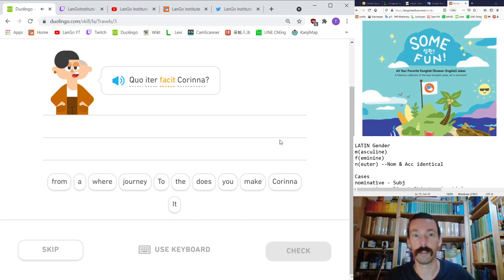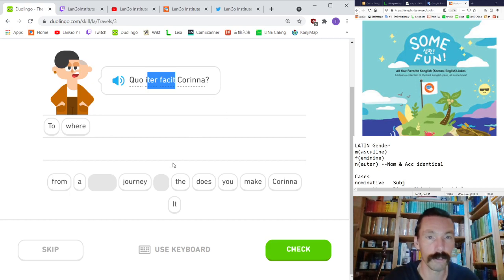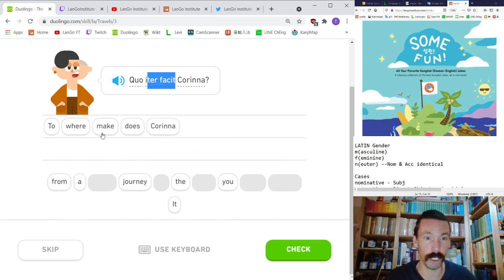Well, iter facit Corinna. Interesting word order here. The question word quo means to what place, to where. We put that first in English as well. We call that fronting, it moves to the front of the sentence. Iter facit, that's the verbal core with its object, verb and object kernel of this thing. She makes, singular person with a T. Make, to where, we say, does Corinna make, with that last, the journey or a journey, all the same.